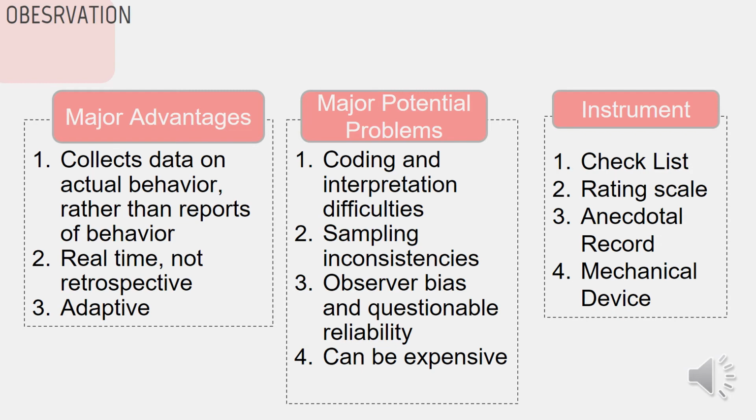Instruments. 1. Checklist, which contains the names of the respondents and the factors to be observed. 2. Rating scale, used to record symptoms according to level. 3. Anecdotal record, a record made by the researcher regarding the extraordinary behavior of the respondent. 4. Mechanical device, a tool for taking pictures or recording certain events displayed by respondents.